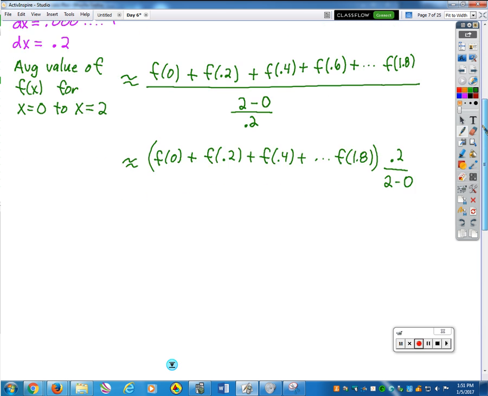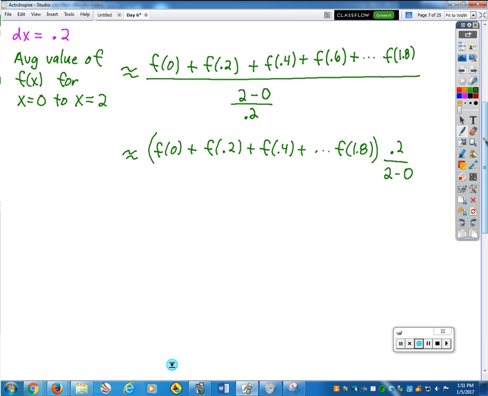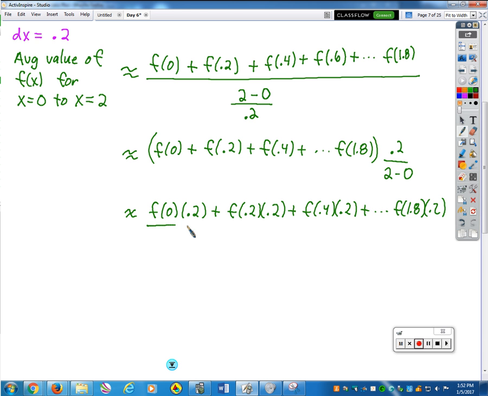Then what we do is this needs to distribute. So we get f of 0 multiplied by 0.2 plus f of 0.2 multiplied by 0.2 plus f of 0.4 multiplied by 0.2 plus dot, dot, dot, f of 1.8 multiplied by 0.2. And the whole thing is still divided by 2 subtract 0.